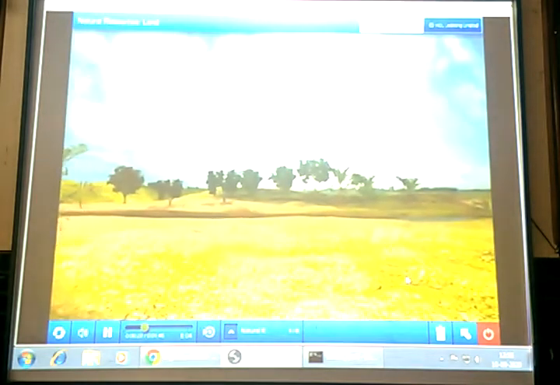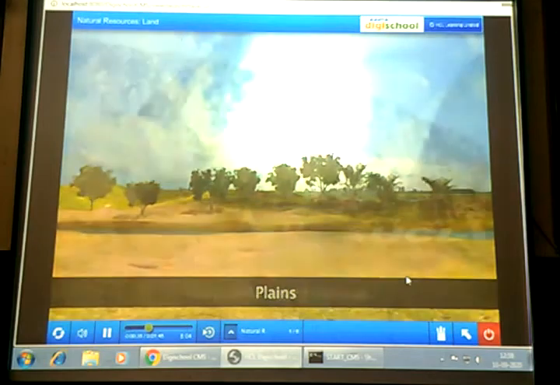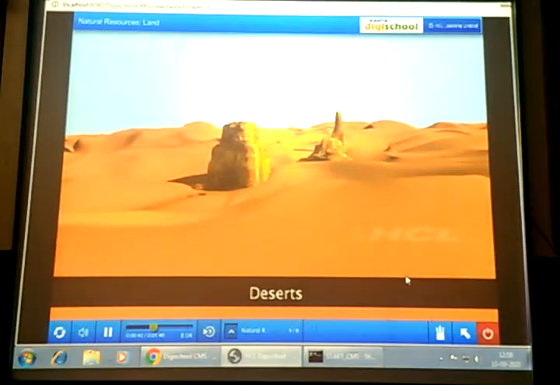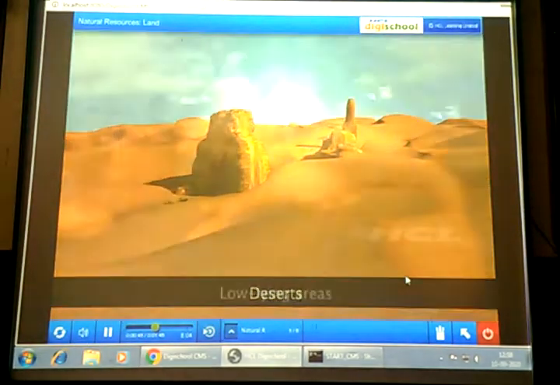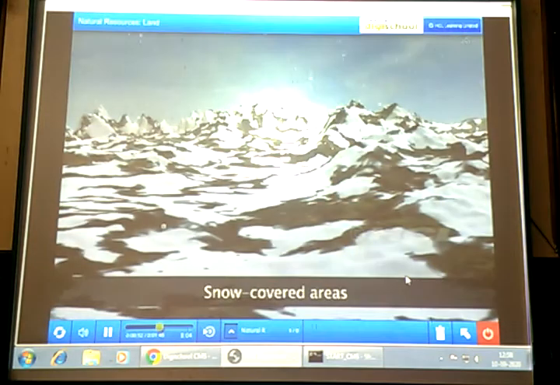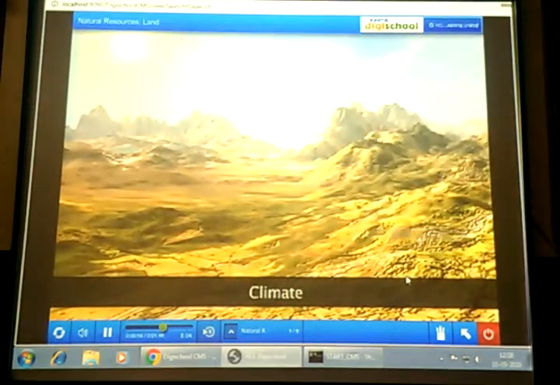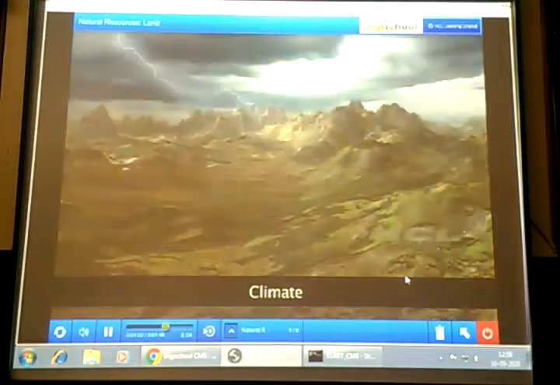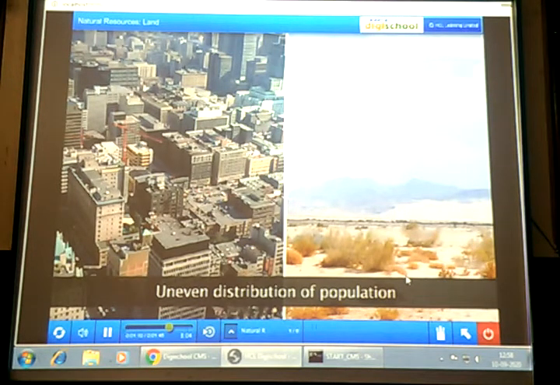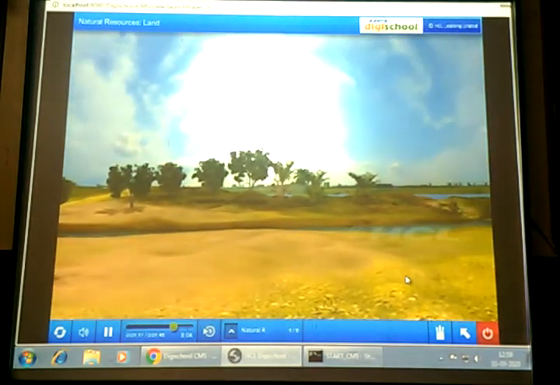The variation in the type of land, such as plains, steep and rugged terrains, deserts, low-lying areas, snow-covered areas, and the climate of the land are the reasons for this uneven distribution of population. Human beings tend to inhabit the areas most suitable to live in and earning a livelihood.